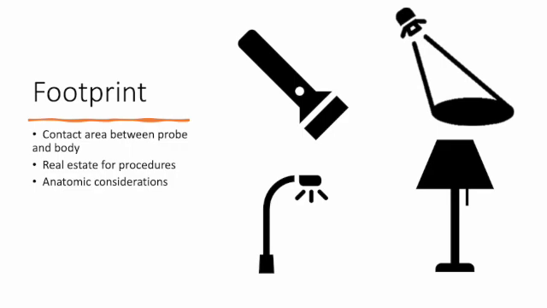Footprint refers to the contact area between the probe and the body. So probes like our curvilinear probe, for example, that we use in OB, have a huge footprint, versus some small hockey stick probes may only make a couple of millimeters of square surface area in contact with our patients. This footprint matters because it both gives us broader or larger images if we're looking at a big organ or big structure, but it also takes up real estate that we might need for procedures such as paracenteses or lumbar punctures. And of course, there's anatomic considerations too.